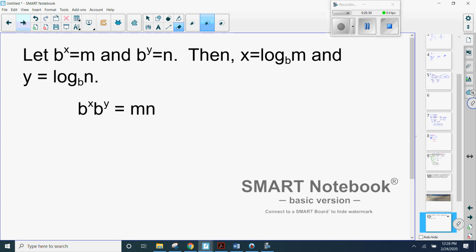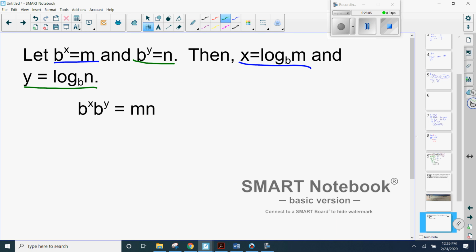So here's another way they can express it, or prove that this is true. Let b to the x equal m and b to the y equal n. Then x is equal to log base b of m and y is equal to log base b of n. All I've done is change that exponential format into a log format. You guys did that a couple of weeks ago. Change this exponential format into a log format. So if I were to give you this, b to the x times b to the y.